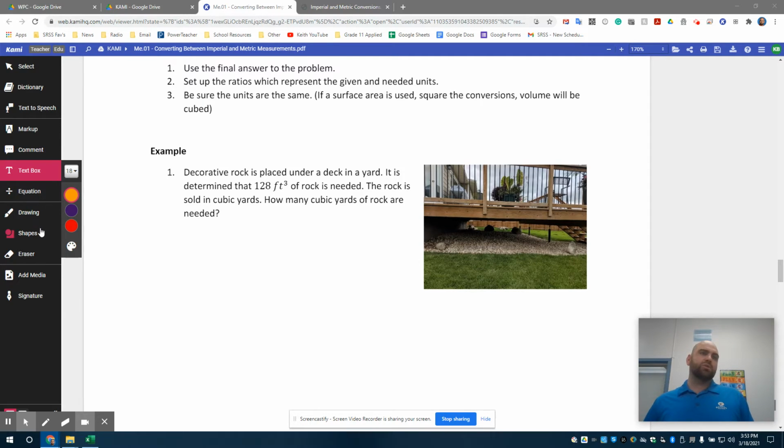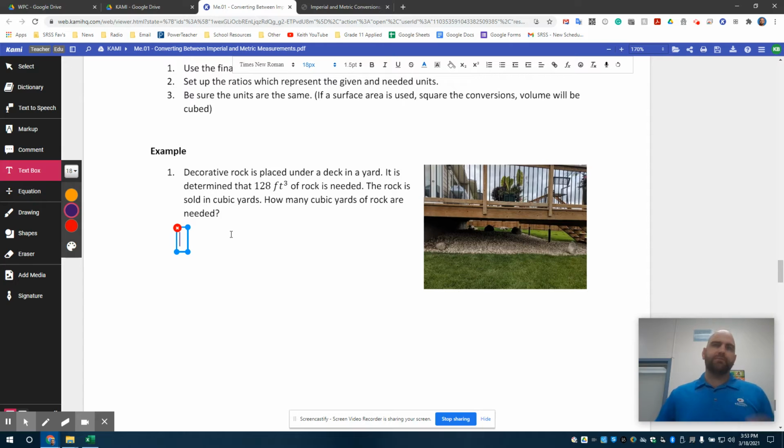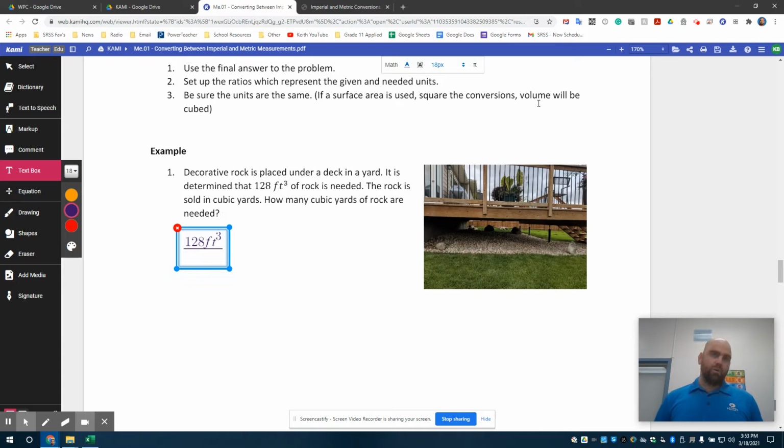Well, what we're going to do is set up our ratios, the same way we do with length, but now we're dealing with volume, so we're going to tweak it slightly. I'm going to start by putting in the volume that I have here, 128 cubic feet, and we want to change that into cubic yards. Now I know that there are 3 feet per 1 yard.